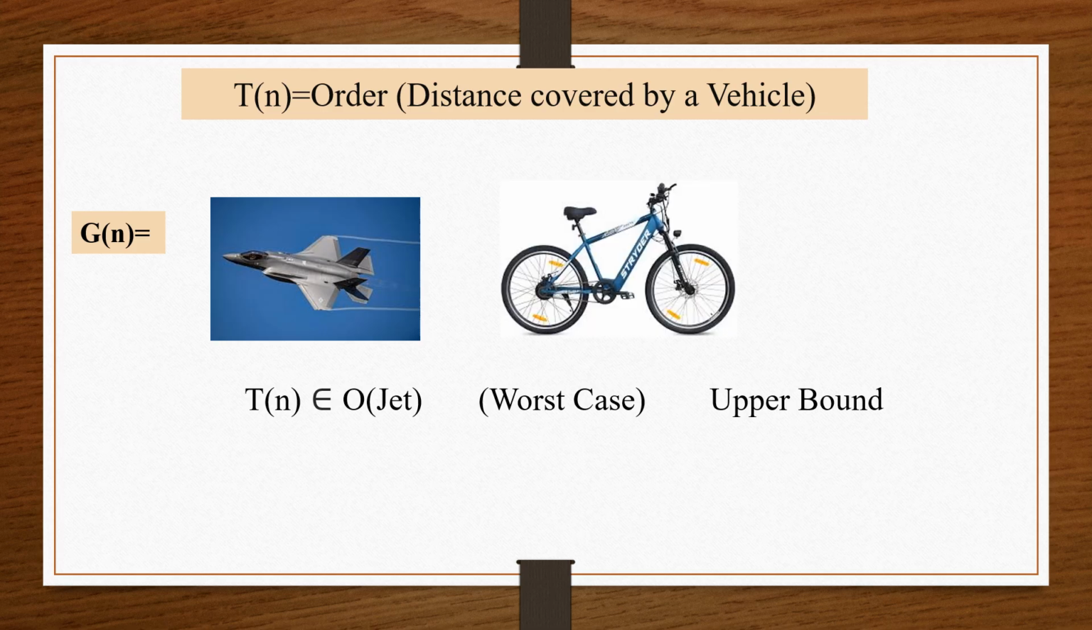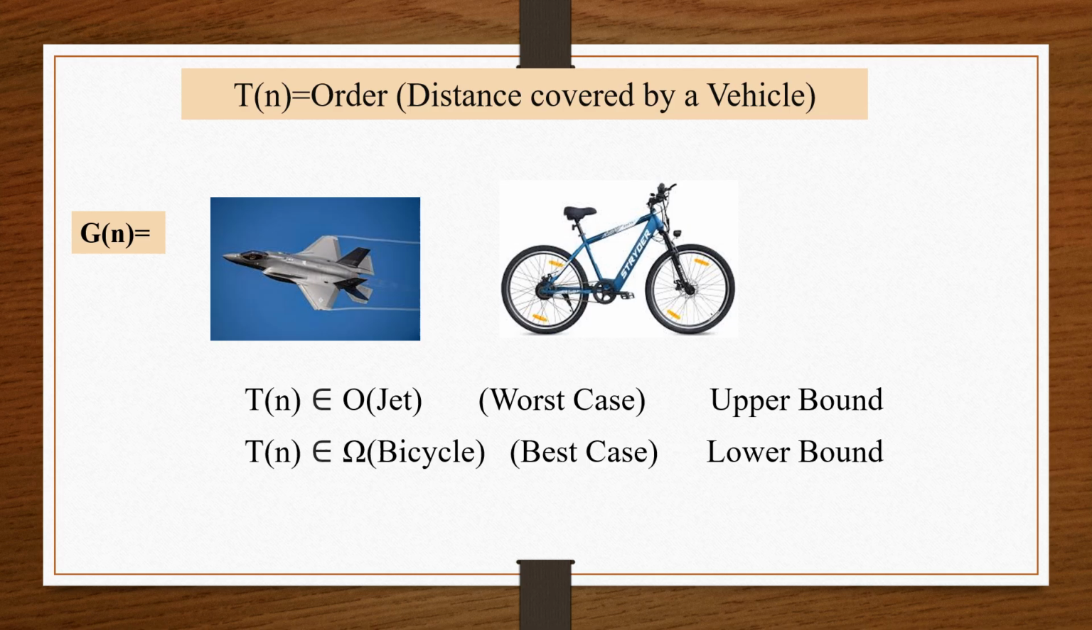Else this g of n can be minimal also, the small distance covered by a vehicle. So which vehicle do we use? We use a bicycle. So that term we call omega, which will be the best case. The technical term is lower bound. So best case means least time taken, here least distance covered.